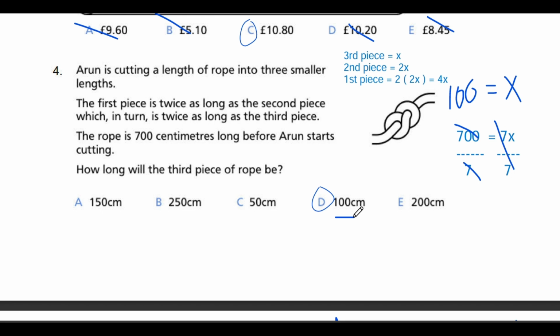Why the other options are wrong? The other options come from misinterpreting the relationships between the pieces. Option E, 200 centimeters, would be the length of the second piece. Options A, B, and C result from setting up the ratio incorrectly.